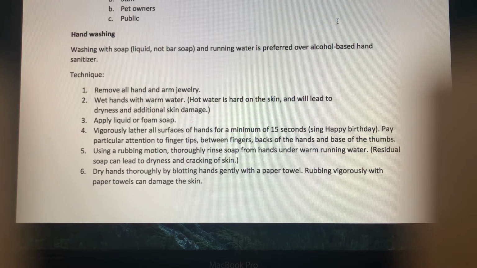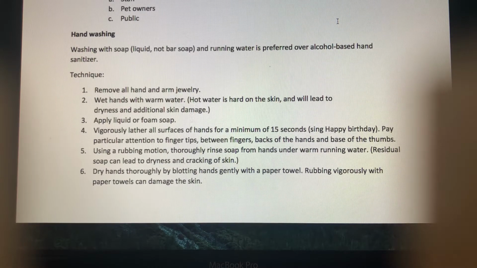So washing with soap. We want to use liquid soap, not bar soap. Bar soap is 100% not acceptable in the vet clinic. Bar soap is a great way to deposit germs and leave them there to pick them up the next time you wash your hands. So please use a liquid soap in the vet clinic. We want to use soap and running water. That is preferred over alcohol-based hand sanitizer. Hand sanitizers are good in situations where you don't have access to water, but as long as you have running water and soap, go ahead and use that.